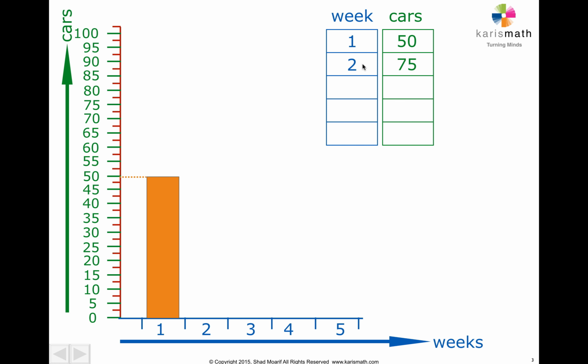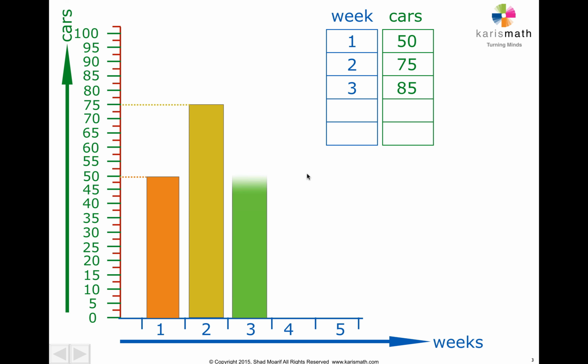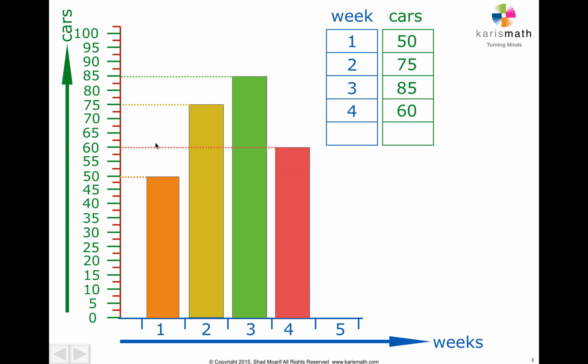The second week he sells 75 cars. So he's doing good. Second week he sells 75 cars, all the way up to there. So that's the second week bar. Third week he sells 85 cars. There you go, 85. Fourth week he sells 60 cars, goes down a bit, getting tired. And in the last week he sells only 40 cars. So that's the least number of cars he sells. Probably exhausted by the time the last week comes around.